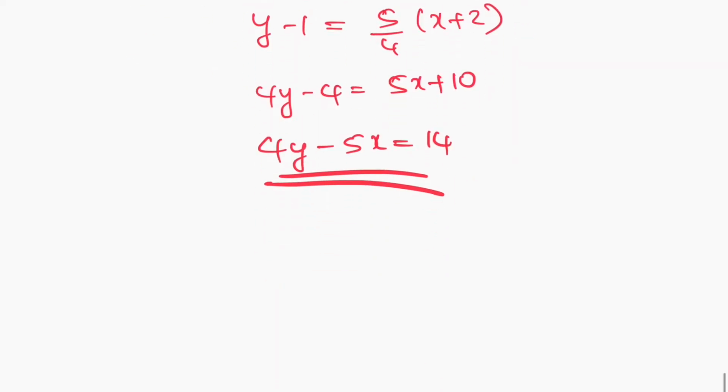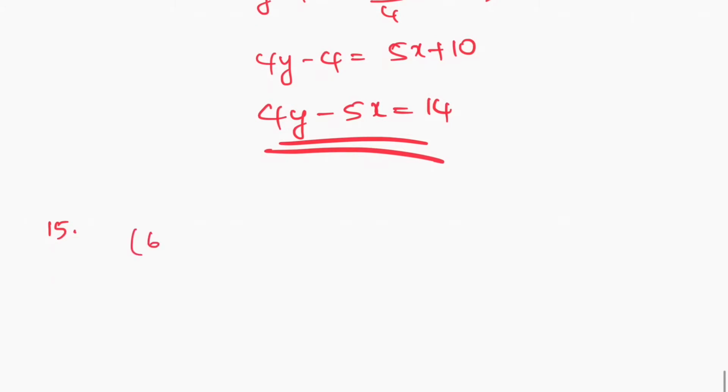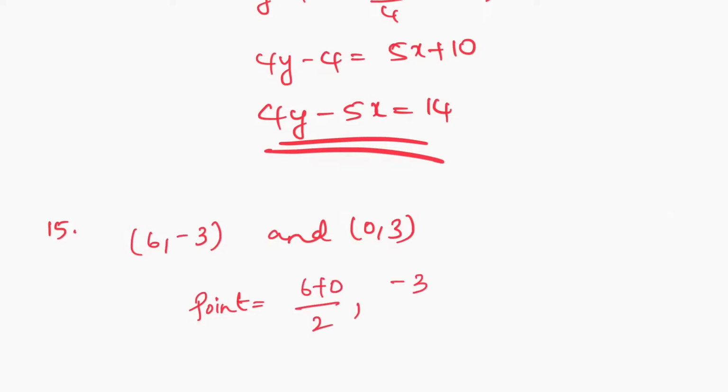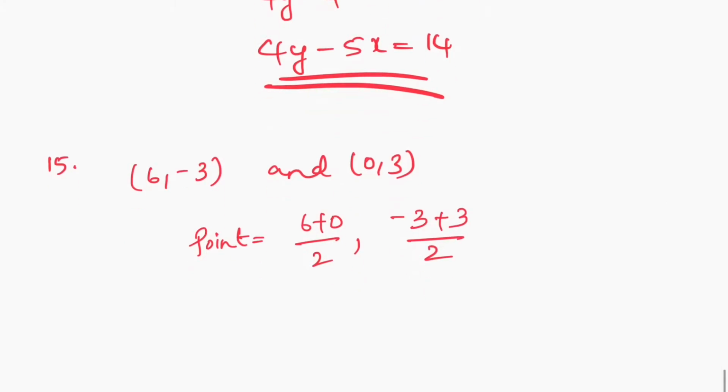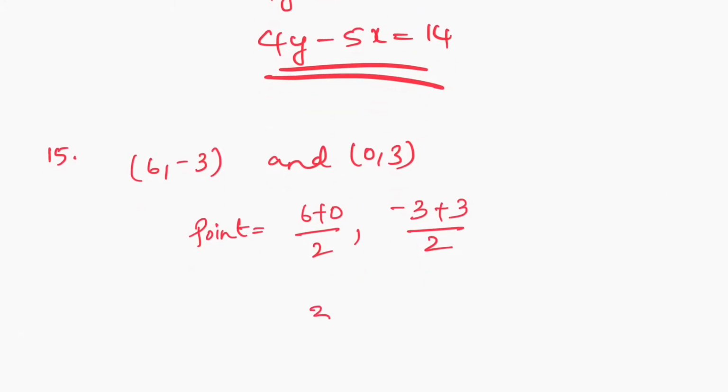Now coming to the 15th question, find the equation of the perpendicular bisector of the line segment obtained on joining the points (6, -3) and (0, 3). So if it's a perpendicular bisector, it will pass through the midpoint, right? So the point will be (6 + 0)/2 and (-3 + 3)/2, that will be equal to (3, 0). This will be the point.